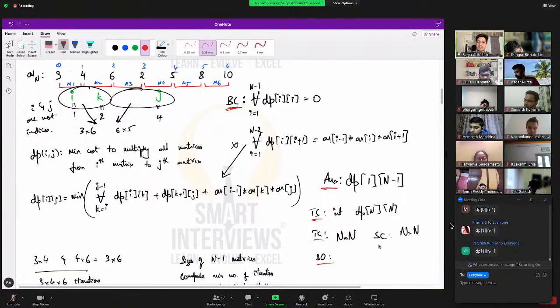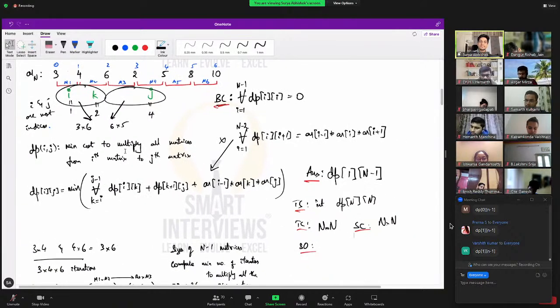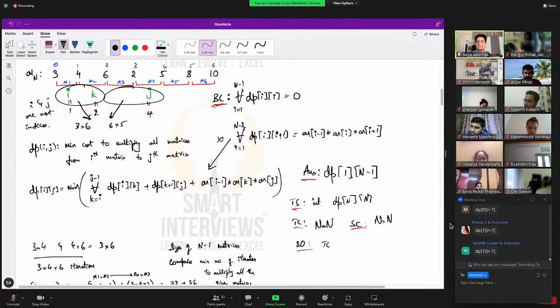And space optimized the table size, I'll leave it for you. So that is matrix chain multiplication, guys.